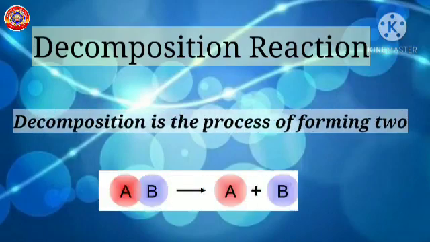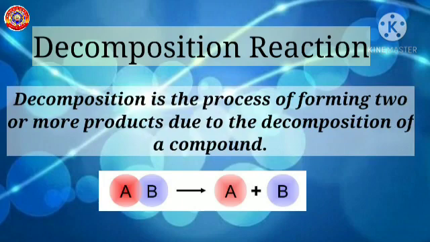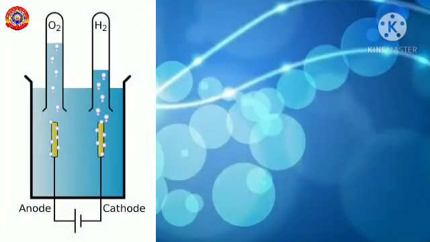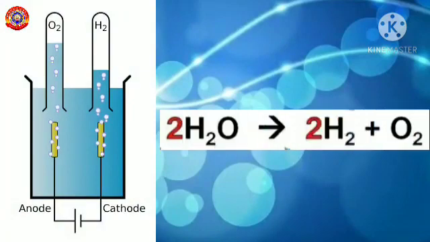The reactions in which a compound decomposes to form two or more products are called decomposition reactions. That is, a compound breaks down to give two or more simple products. See these examples. Have you all learned about the electrolysis reaction? It is an example of a decomposition reaction. That is, on passing electricity, water decomposes to give hydrogen and oxygen.